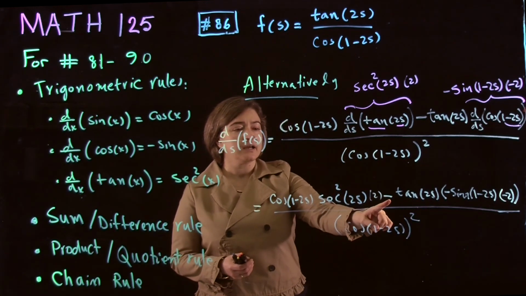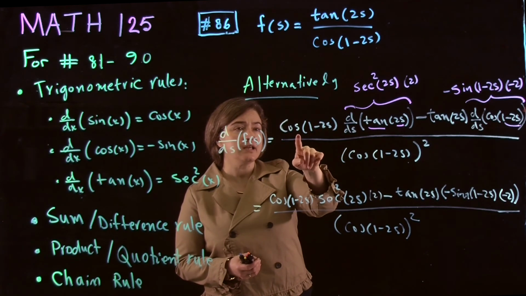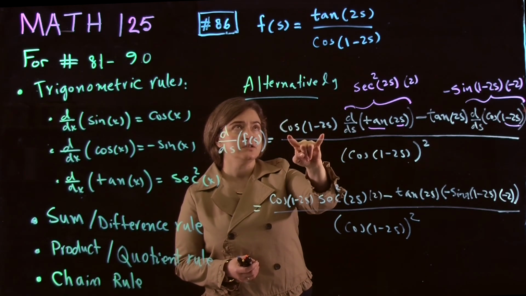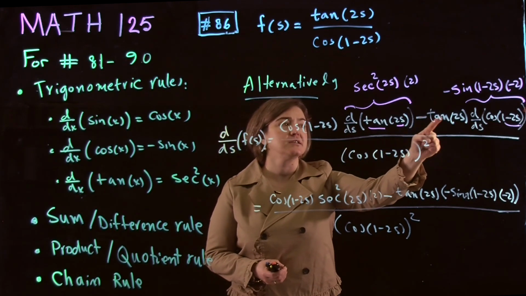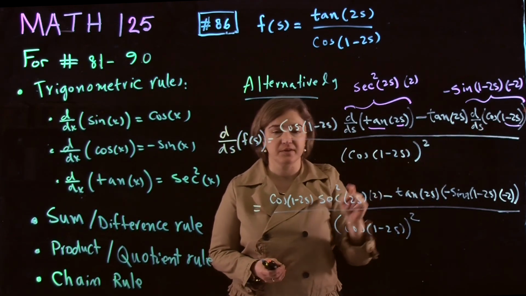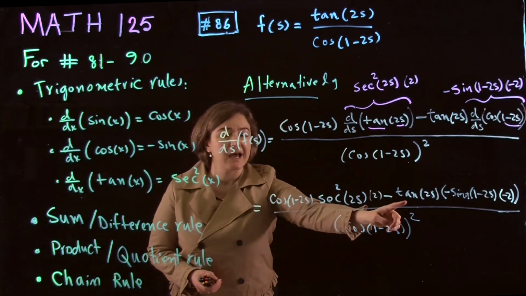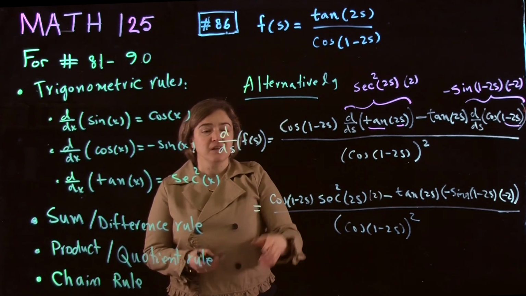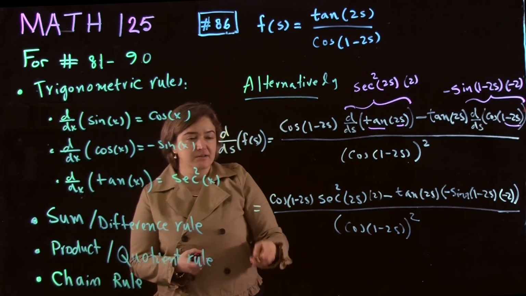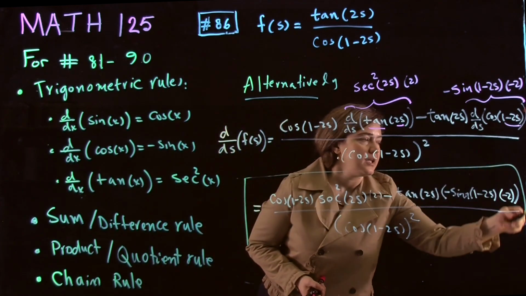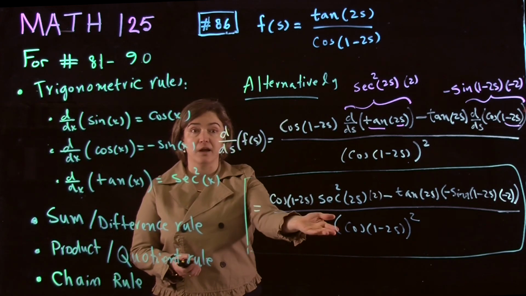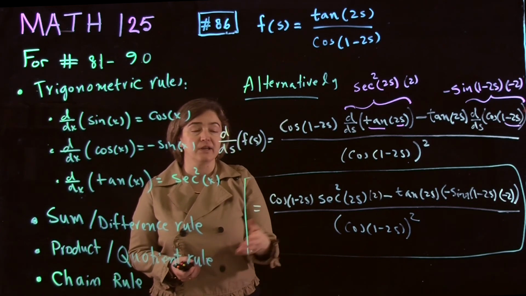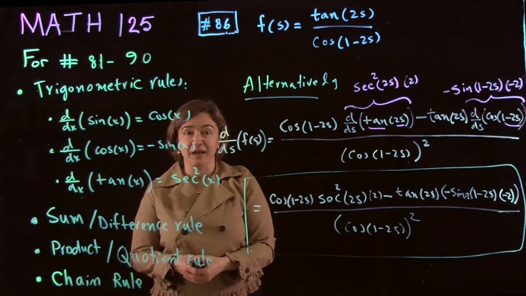Again, where we started was denominator times the derivative of the numerator minus numerator times the derivative of denominator. That order matters. This is your final answer. Either method is okay to do. You can enter this in your gateway exam. No simplification is needed.